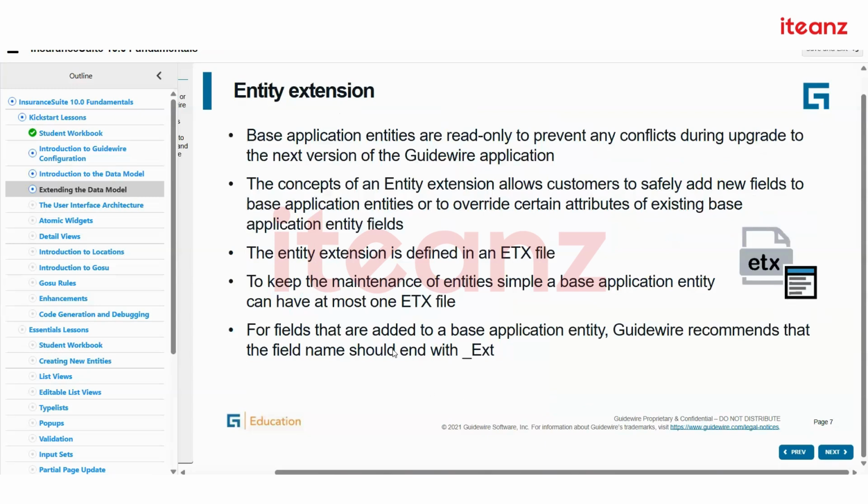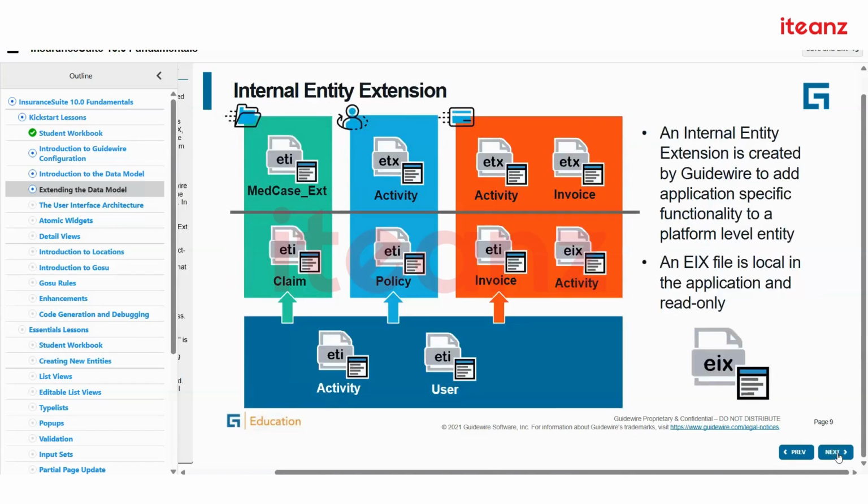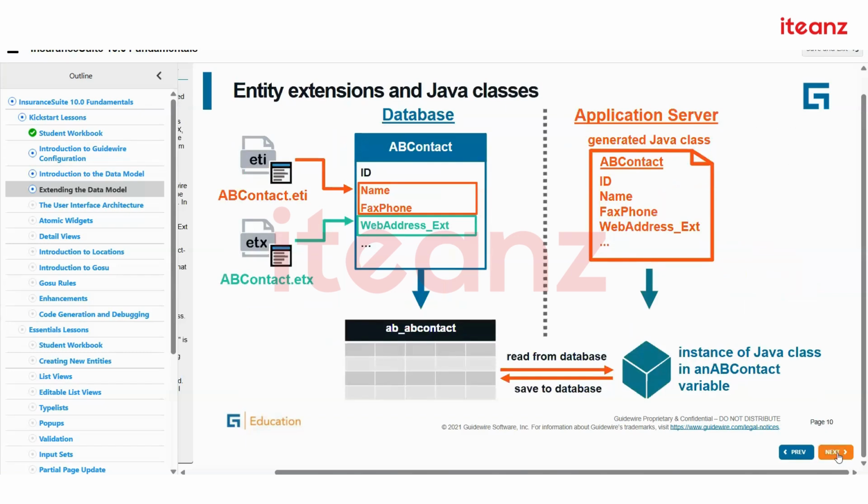So for a custom entity, if you want to extend, you can do that as well, but most probably you will not be doing that. You will be going with the ETI file only, with underscore ext. I think we have discussed these also, right? How it is going to generate a Java class in the backend, and it will create an instance whenever you add something in the UI, and it will be saved to the database actually.